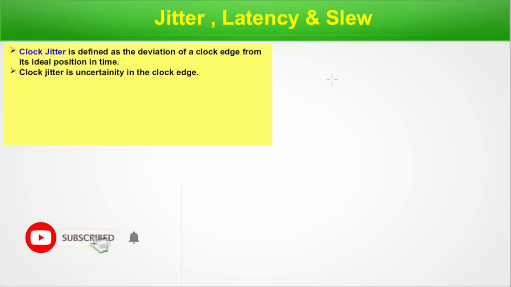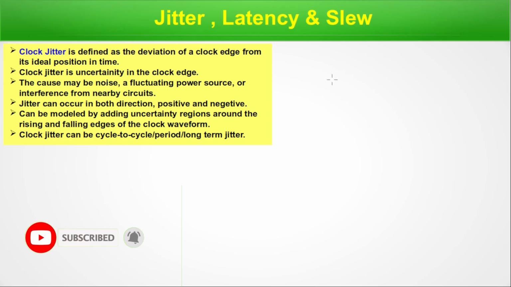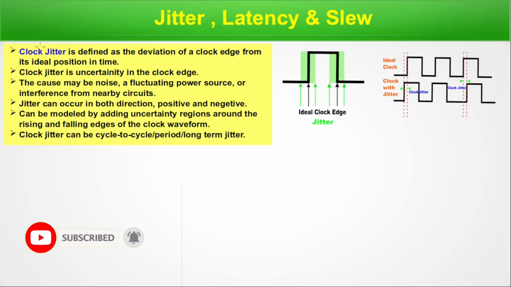Now jitter, latency and slew. Clock jitter is defined as the deviation of a clock edge from its ideal position in time. We are expecting the clock signal's rising edge and falling edge, but their position may vary with respect to time. If that is the ideal clock, a clock with jitter will behave like that if we plot them against time.